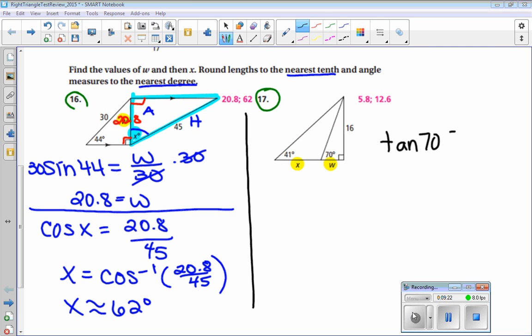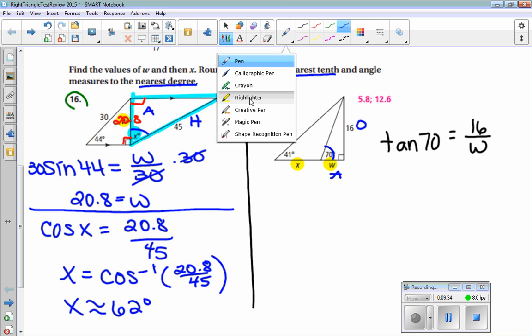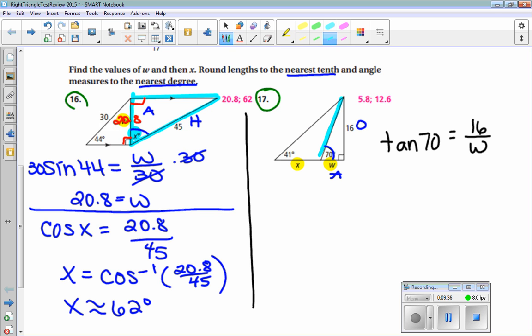Equals. Very good. We know that we have the opposite and the adjacent according to angle 70 here, which is the tangent. Very good. Again, we're only looking right now at this little right triangle here to the side, not the entire thing. So we're going to go ahead.